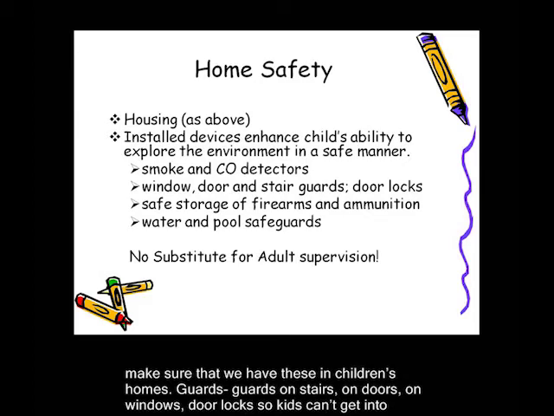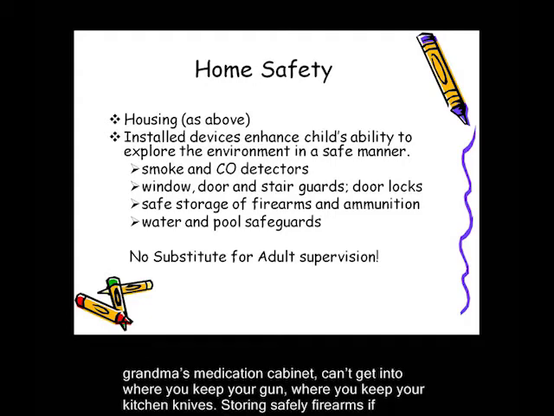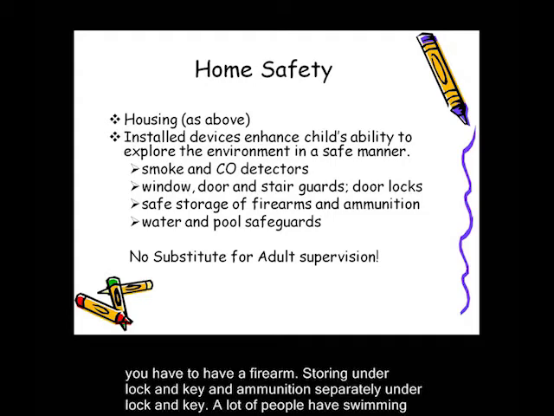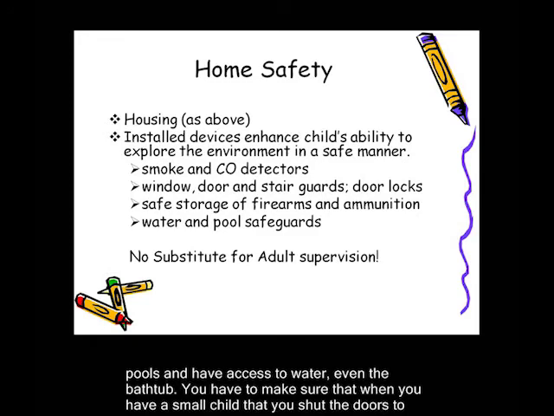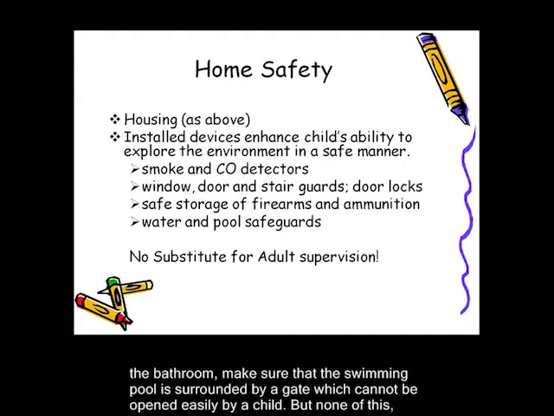Guards on stairs, on doors, on windows, door locks so kids can't get into grandma's medication cabinet, can't get into where you keep your gun, where you have the kitchen knives. Store firearms safely: if you have to have a firearm, store it under lock and key, and store the ammunition separately under lock and key. A lot of people have swimming pools and have access to water, even a bathtub. You have to make sure that when you have a small child you shut the door of the bathroom, and make sure that the swimming pool is surrounded by a gate which cannot be opened easily by a child.